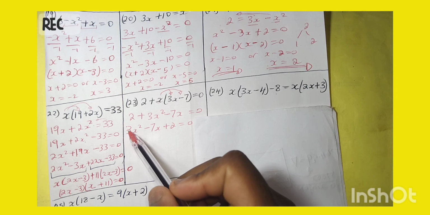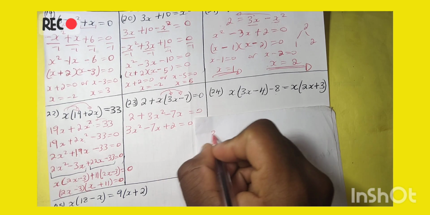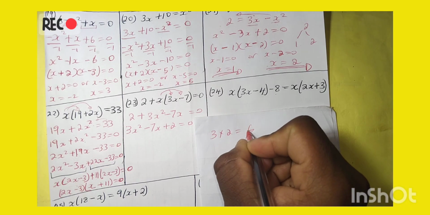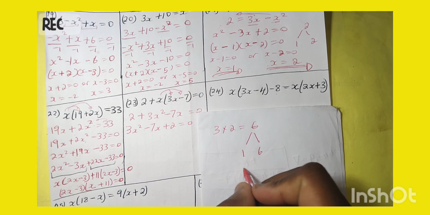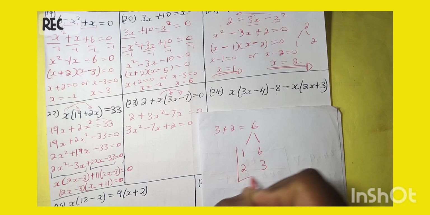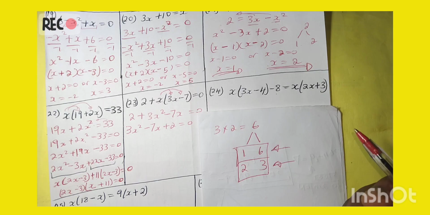it has a number here. If it has a number there, what you will do, guys, is multiply that number with that one, meaning 3 multiplied by this, you'll get 6. Then find the factors of 6, which are 1, 6, 2, and 3. These are the only factors, guys, of 6. We've got 2 pairs of factors there.